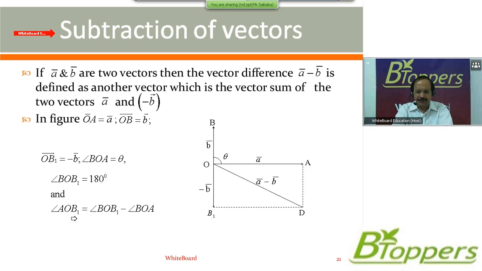Angle AOB1 is the angle between the vectors A bar and minus B bar. That is equal to angle BOB1 minus angle BOA. Angle BOB1 is 180 degrees, angle BOA is theta. That means angle AOB1 is 180 degrees minus theta. So if theta is the angle between the vectors A bar and B bar, the angle between the vectors A bar and minus B bar will be 180 degrees minus theta.